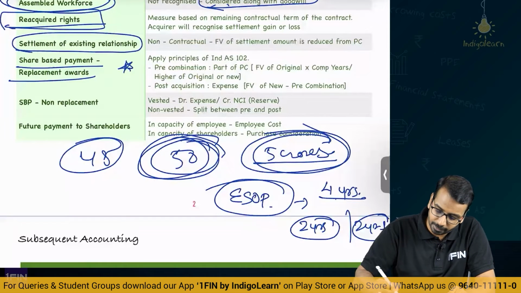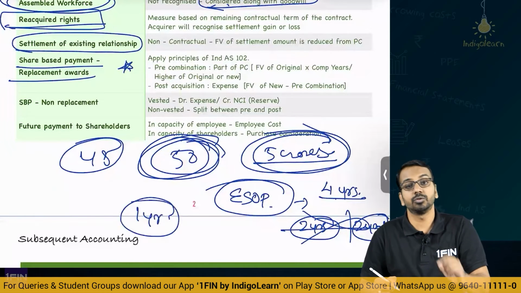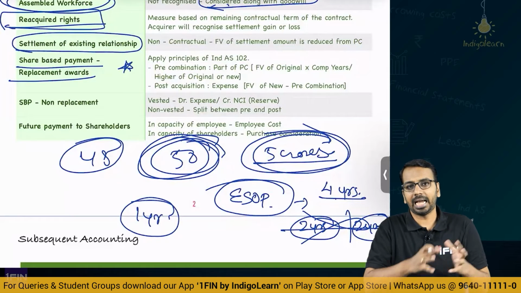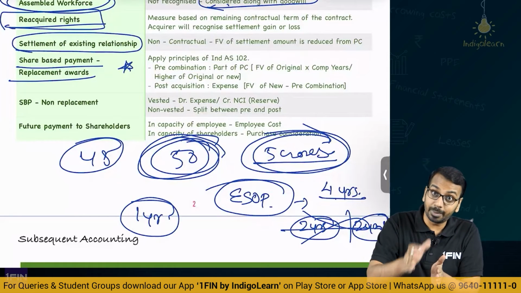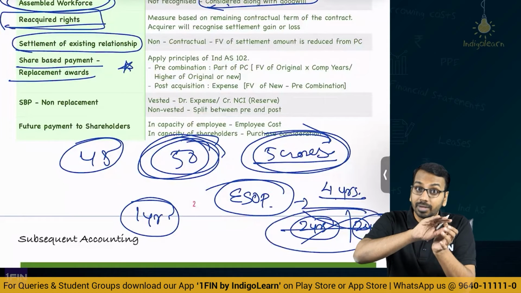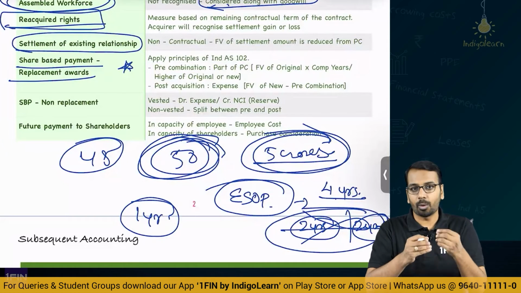So, what did I do? I said, forget this, let us cancel this out. You serve for 1 more year, and I will give you my shares. What is happening? We are replacing whatever Infosys has given with our reward or our award.